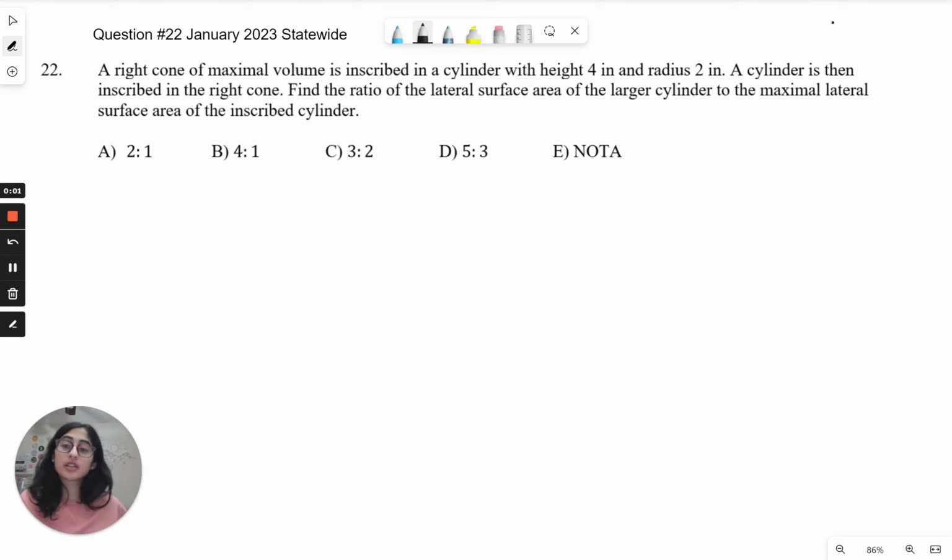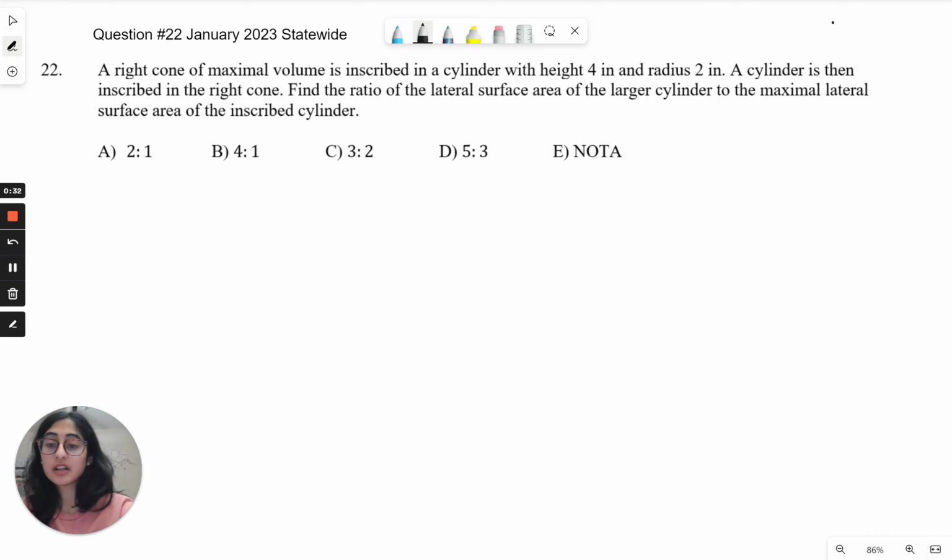Alright, so this is question number 22 from the January 2023 statewide test. It says a cone of maximal volume is inscribed in a cylinder with height 4 and a radius of 2. So I should probably draw this out, but I don't feel like it yet, so I'm going to keep reading. A cylinder is then inscribed in the right cone. Find the ratio of the lateral surface area of the larger cylinder to the maximal lateral surface area of the inscribed cylinder. Okay, so now I'm going to draw it out.